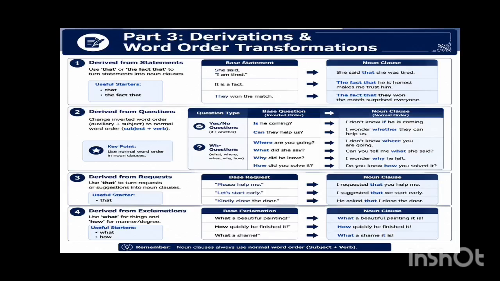And the next segment is derived from exclamations. Finally, we can even turn emotional exclamations into noun clauses using what or how. For example, what a beautiful painting. We say, what a beautiful painting it is. Yes, we often use this as the subject or object of a sentence to show emphasis. Note that even here, the verb is comes at the very end to maintain that subject plus verb structure.